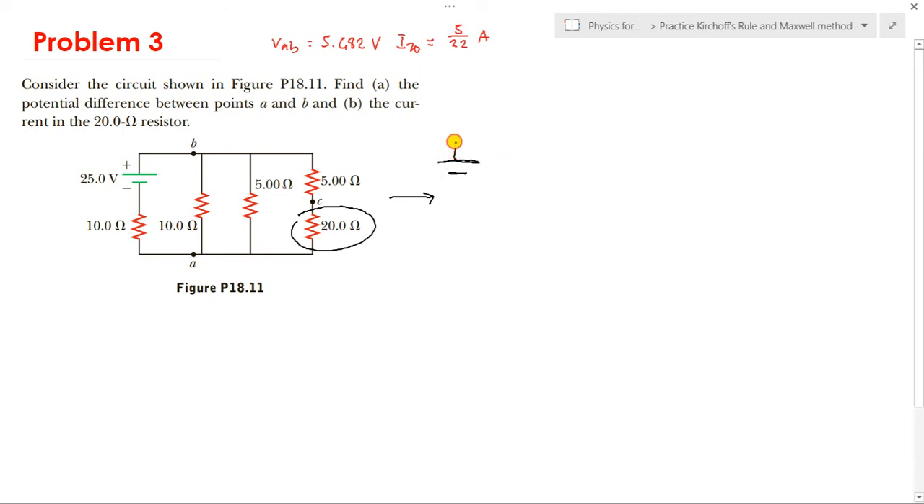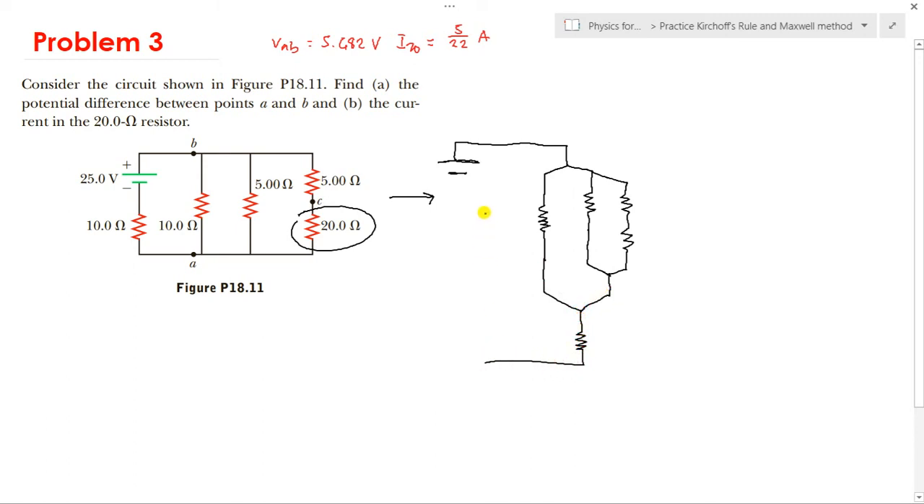So here I'm going to branch out, so it's parallel. So this is the 10 ohm resistor. Next, 5 ohm also branches out here. Then another branch, one 5 ohm and the 20. Then these two combine, and then they combine again here. Then there is another 10 ohm resistor, and then it goes back to the battery.